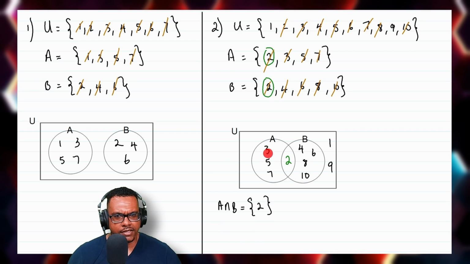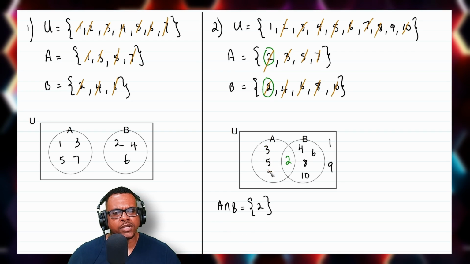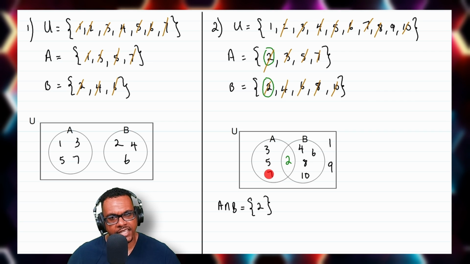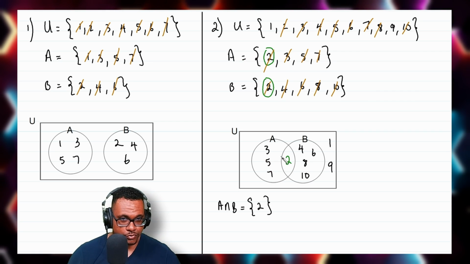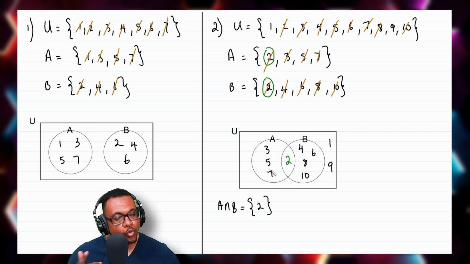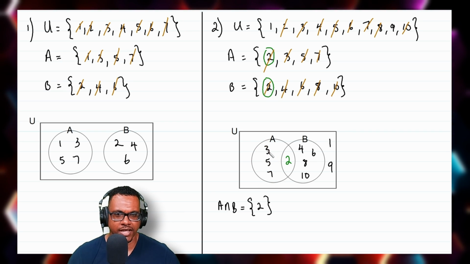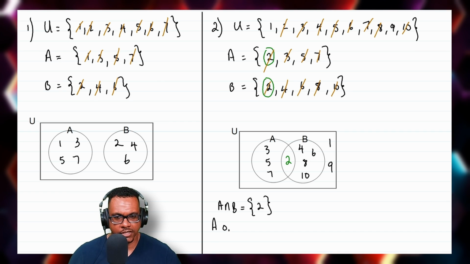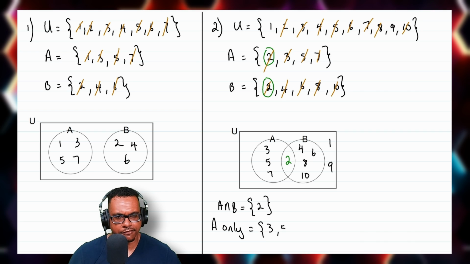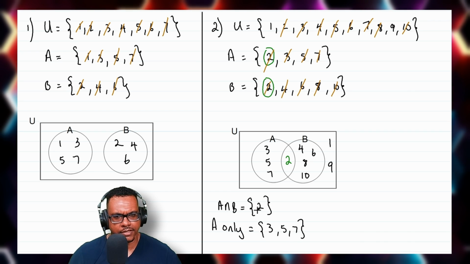And now here, we're going to call this A only. So this 3, 5, and 7 will be A only. Now the whole set A had 2, 3, 5, 7. So that's the 2, 3, 5, 7. But A only means without the intersection, we have 3, 5, and 7. So I'm going to write A only is going to have 3, 5, and 7.